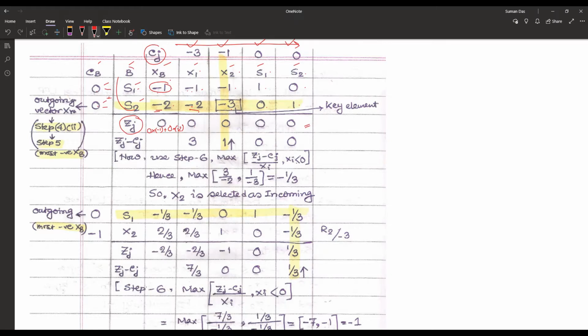Now the next one, that is Zj minus Cj. What is Zj minus Cj? For the first one, that is 0 minus -3, so the result is 3. 0 minus -1, so the result is 1. 0 minus 0, that one is 0. And 0 minus 0, that one is 0.